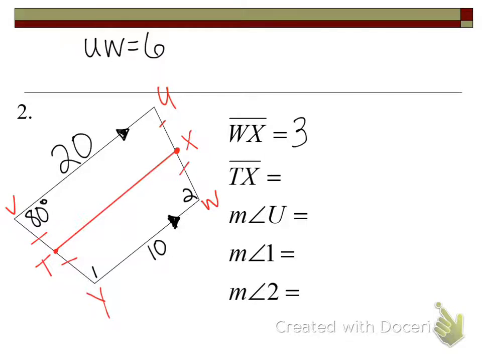In order to find TX, since it's the median, that's when we have to use the 1/2 times base 1 plus base 2. What are the measures of the bases? 20 and 10. 20 plus 10 is 30, half of that is 15, so 15 would be our length for TX. Questions about finding that?